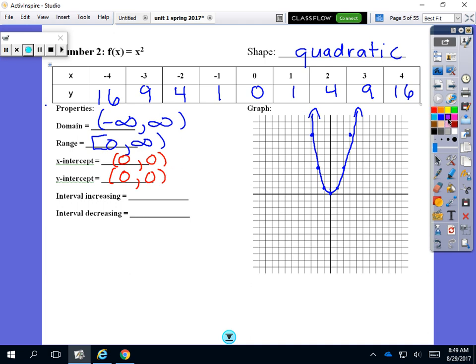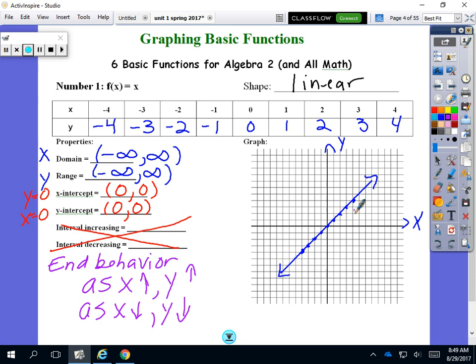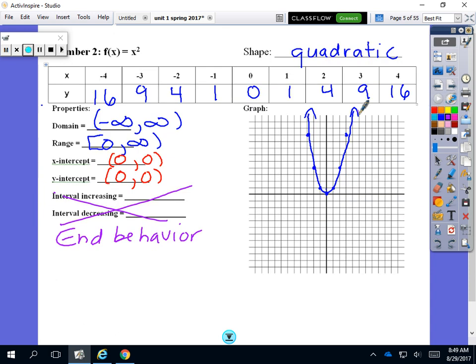And the last thing we need to look at is the interval increasing and decreasing. And on your paper, I believe it says end behavior. My end behavior is going to be somewhat similar to my linear graph. So let's look at our linear graph, where we go up on one end and down on the other end. So it's up on one end, so go back to your quadratic graph. You're up on this end, right? As x is increasing, my y's are getting bigger. So as x increases, y increases.